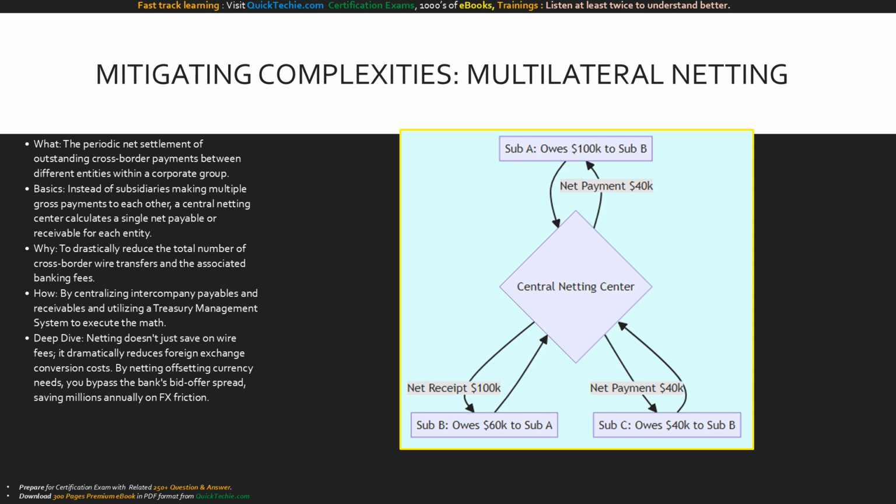This diagram visually proves the power of netting. Sub A owes 100K, Sub B owes 60K, and Sub C owes 40K. Without netting, we would have a chaotic web of multiple cross-border wires and FX conversions. With the central netting center in the middle, the system calculates the net positions. Sub A simply pays 40K. Sub C pays 40K. Sub B receives 100K. We have reduced multiple complex transactions down to just 3 simple, net cash movements.